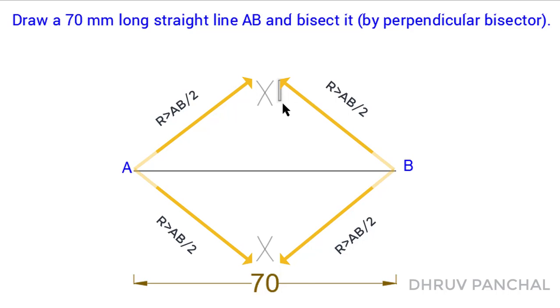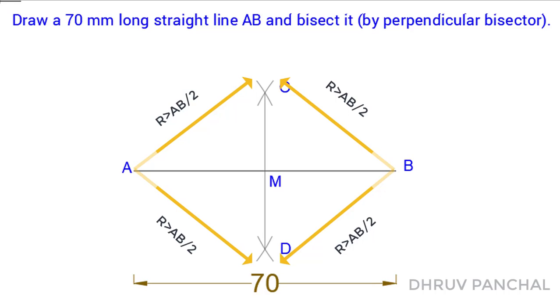Now we will name the intersecting points of arc by point C and point D. We will join point C and point D with the help of line. Mark point M where line CD cuts line AB.